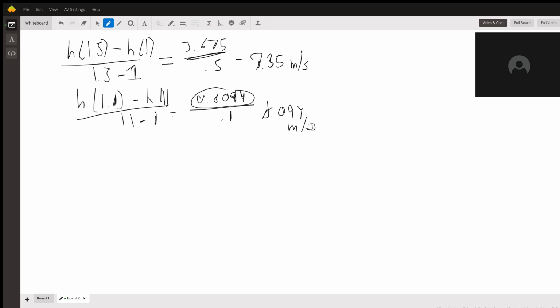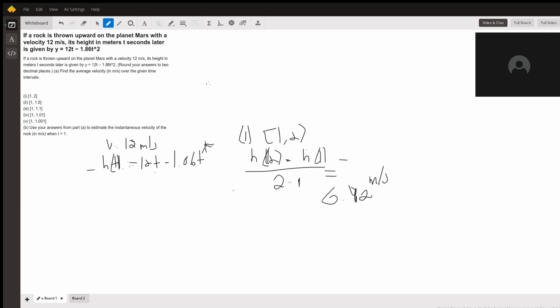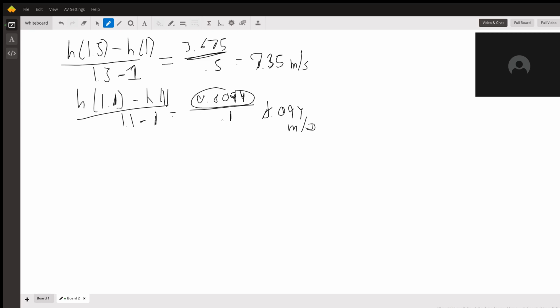If you notice, the trend seems to be that the smaller the interval, the greater the average velocity. And it makes sense, because if we go back to this function, the smaller the interval, the smaller the difference, and you're dividing by a smaller number in the denominator as well. So the average velocity turns out to be greater.